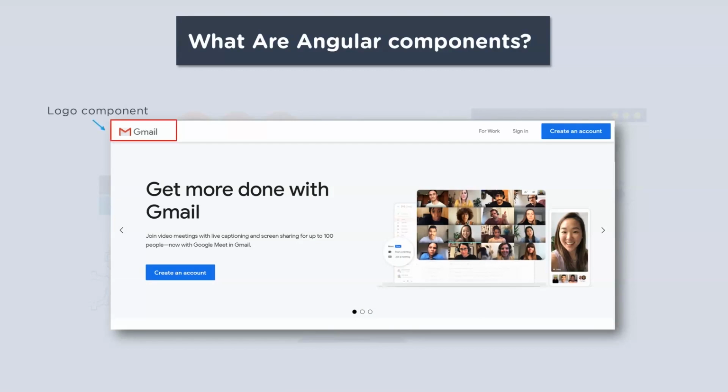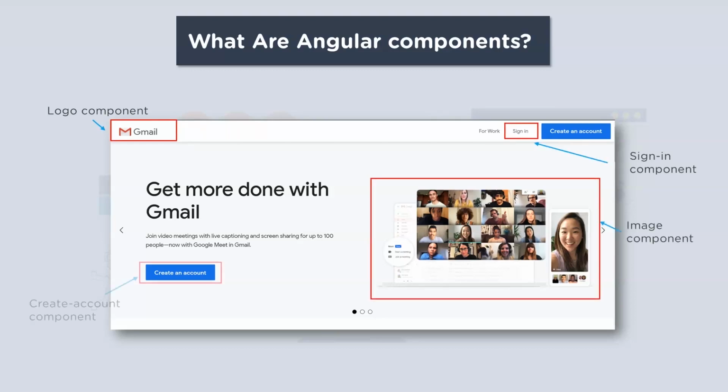So in this case, here we have the logo component, then you have a sign-in component, an image component, and then a create account component. Now all of these components generally don't affect the working of each other. But however, when embedded, they define the UI of your application. So I hope you understood what components are.